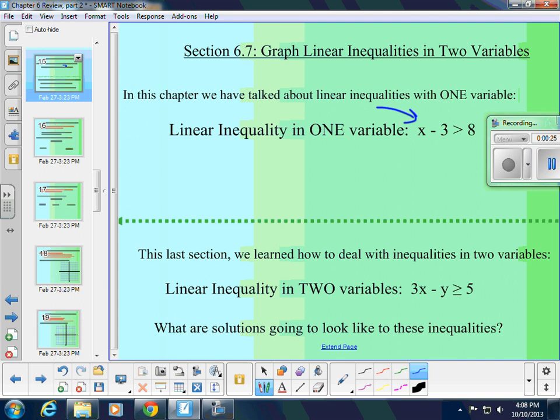So x minus 3 is greater than 8. So what have we done with these in the past? Well, we can solve them. So add 3 to both sides. I can get x by itself. I can get x is greater than 11 in this case.